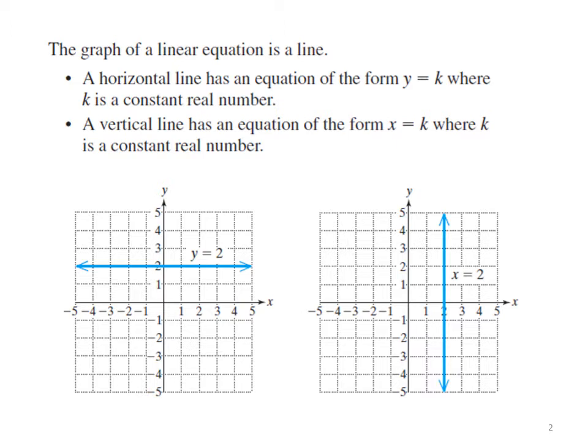Now a vertical line has an equation that has the form x equals k, where k is a constant. And here is a picture of a vertical line. The equation for this line is x equals 2. Here the x values are constant, they stay the same. For all the points on this line, the x value is equal to 2.